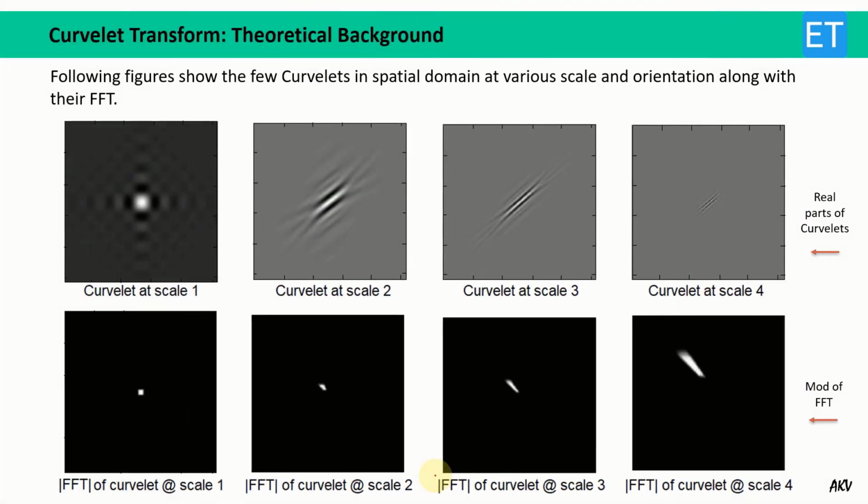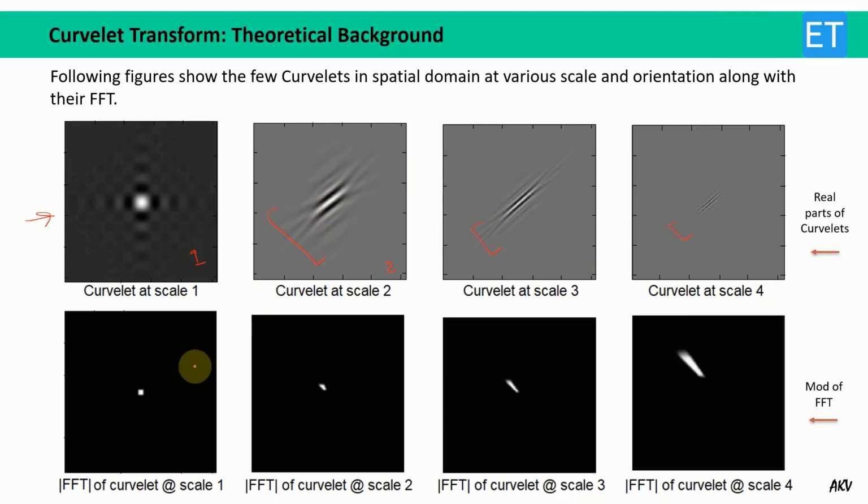So here in this slide, you can see the various curvelets and their corresponding Fourier transform magnitude spectrum. So these are the curvelets. This is the curvelet at scale 1. This is the curvelet at scale 2. As you go to a higher scale, your curvelets become sharper and sharper. You can compare these three curvelets in these three figures. This one is quite wide, and this is less in width, and it is very sharp at scale 4.